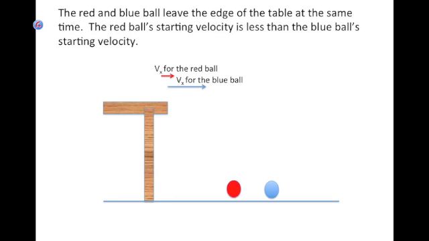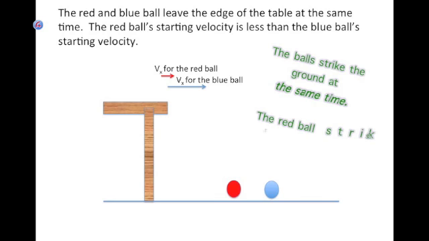Hopefully that's what you predicted. They hit the ground at the same time because they have the same vertical change in position. They're falling the same distance. But since the blue ball has a larger forward velocity, it will move farther. So the blue ball lands farther away from the edge of the table. So the balls strike the ground at the same time. The red ball strikes the ground closer to the table because its initial velocity was smaller.